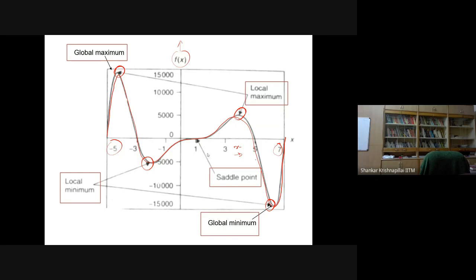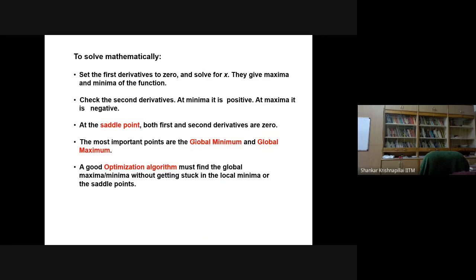Here you can see that the objective function can have many peaks. If you want to do maximization, your algorithm should pick this global maximum. It should not pick the local maximum, because local maximum gives a smaller value of the objective function. If you are doing minimization, your algorithm should pick the global minimum, not the local minimum. And there's another point called the saddle point, where the slope is 0, but it is neither global minimum nor local minimum.